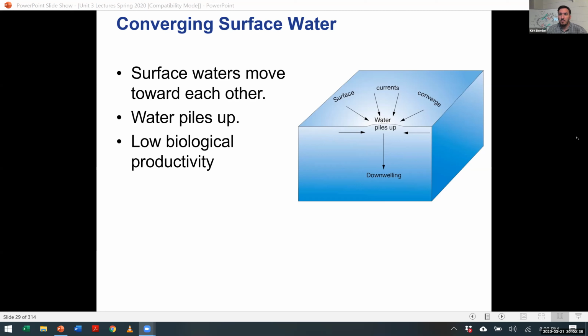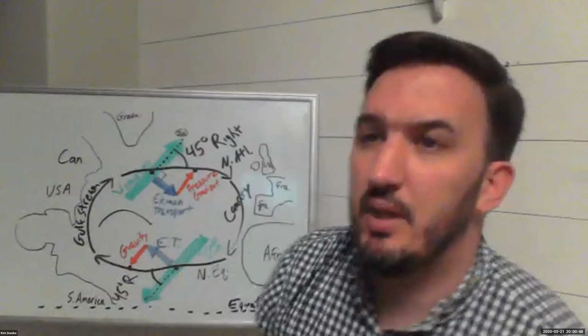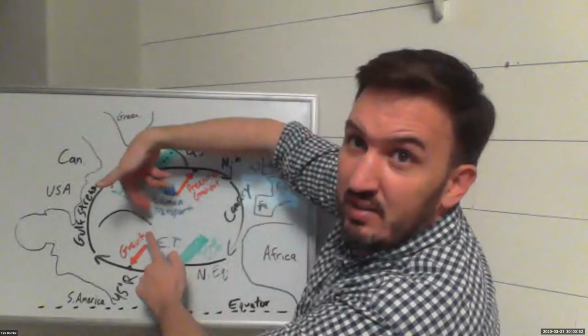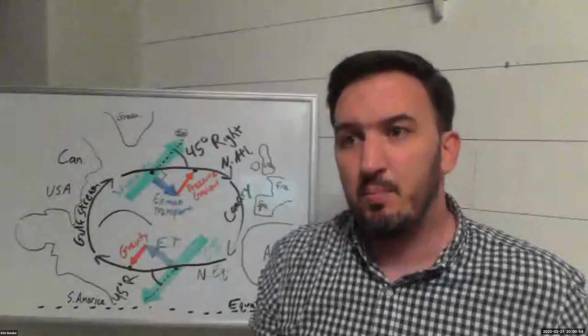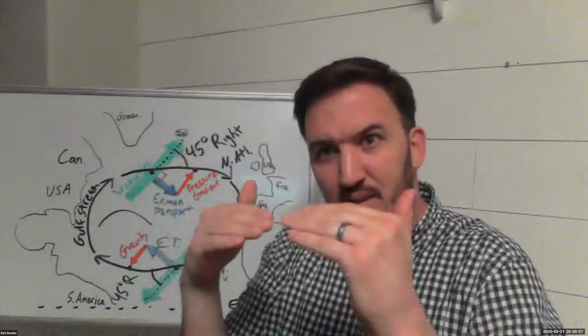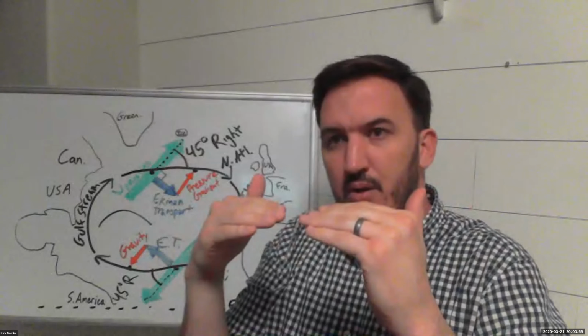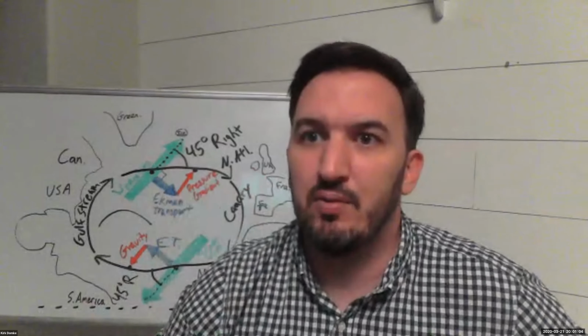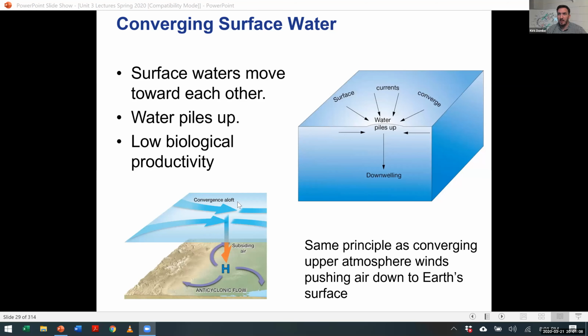So downwelling takes place in the center of the gyre. So I'm going to go back to my screen here. I think you can see this. Remember these two blue arrows here pushing the water to the center of the gyre? When that surface water gets to the center of the gyre, something's got to give. We talked about this when we were talking about atmospheric processes.